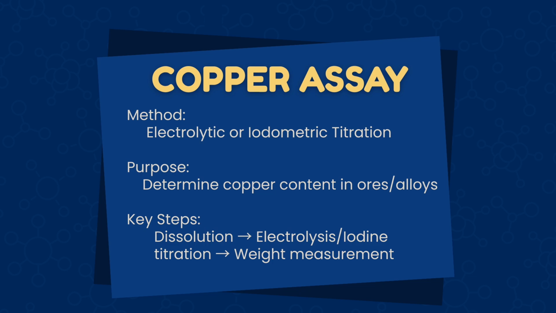In electrolytic deposition, the copper from the solution is deposited onto a cathode using electricity. The mass of copper that collects on the electrode can then be weighed to know exactly how much copper was in the sample. On the other hand, in iodometric titration, iodine is used to react with the copper in the solution. The reaction is measured by titration, which allows chemists to calculate the copper content. These classical methods may take time, but they remain reliable and are still used in many laboratories for accuracy.